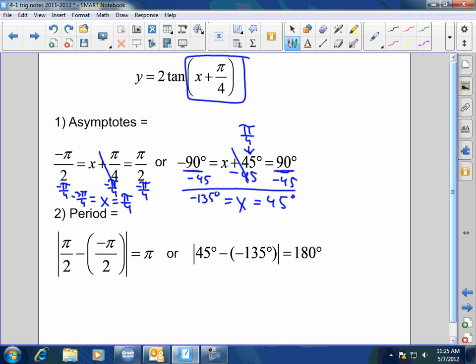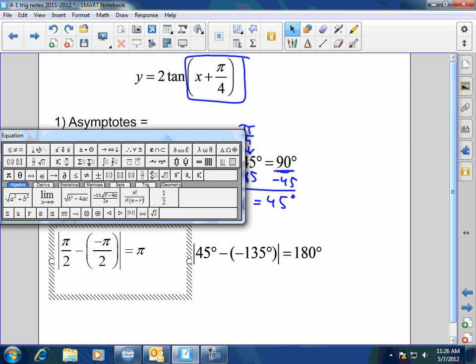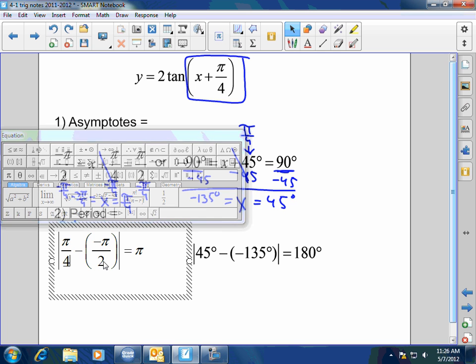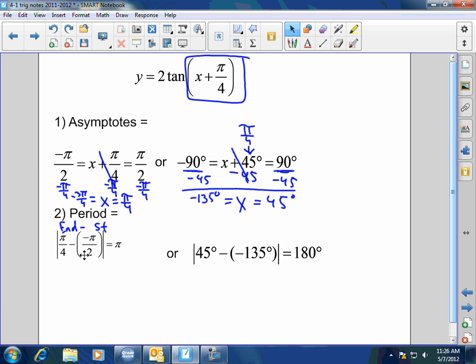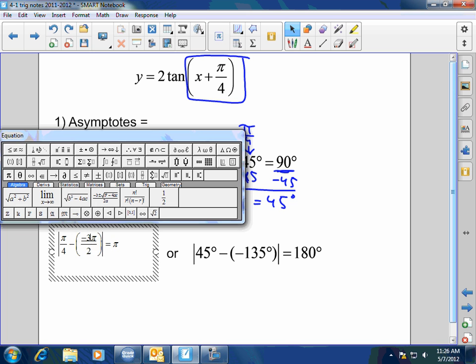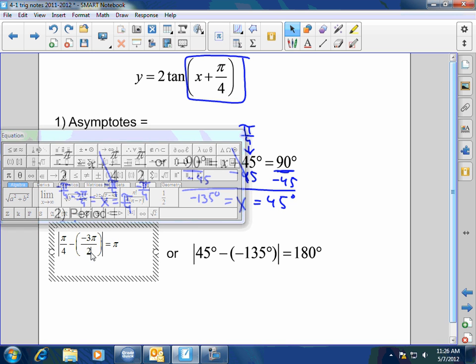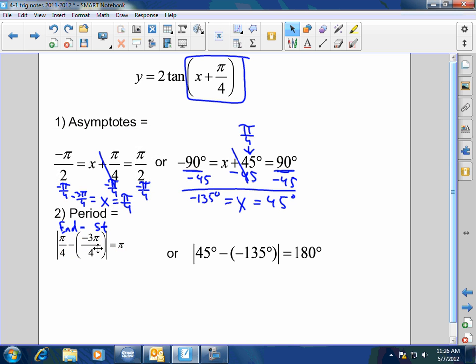My period is going to be my end point minus my starting point. My end point is, what is wrong with me today? It's not pi over 2. I apologize completely. My degrees are perfect. These are less than perfect. We've got it between pi over 4 and negative 3 pi over 4. Wow, that was an epic fail. No excuses for that.